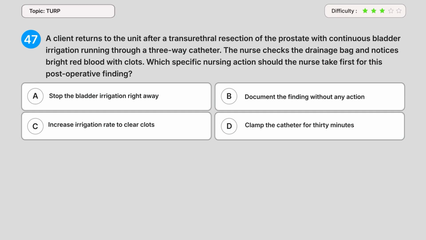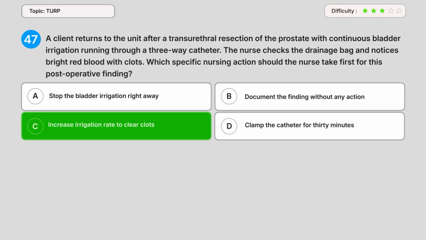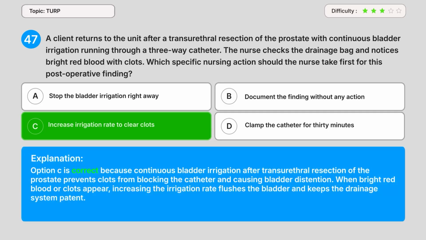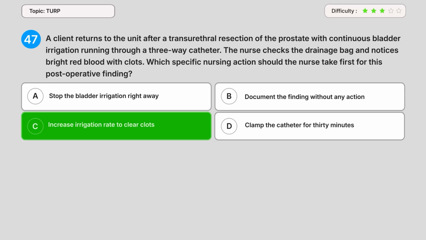Correct answer, C. Increase irrigation rate to clear clots. Explanation. Option C is correct because continuous bladder irrigation after transurethral resection of the prostate prevents clots from blocking the catheter and causing bladder distension. When bright red blood or clots appear, increasing the irrigation rate flushes the bladder and keeps the drainage system patent.